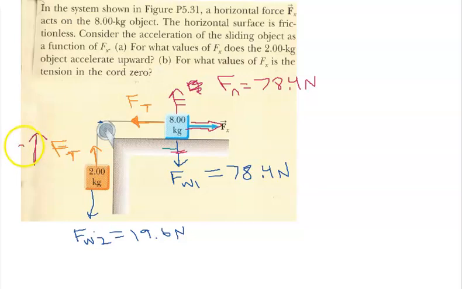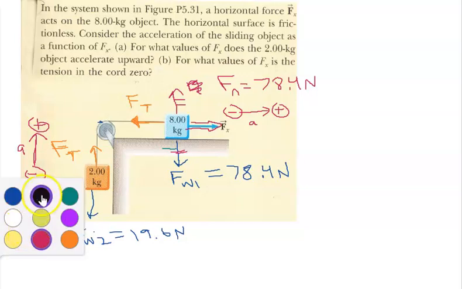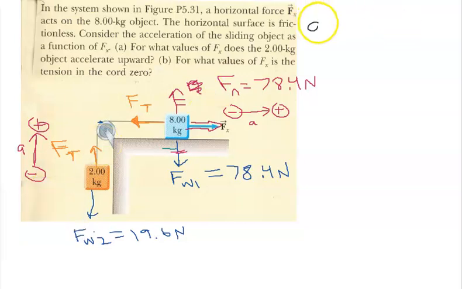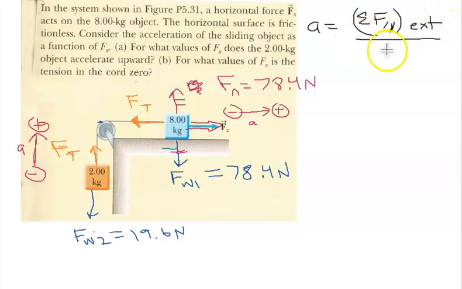accelerate upwards? So if the 2 kilogram is accelerating upwards, since they're a system, then the 8 kilogram is accelerating to the right. So those are our positive, negative signs. And the acceleration of the system is the sum of all of the forces that are parallel to the motion and external over the sum of the masses.